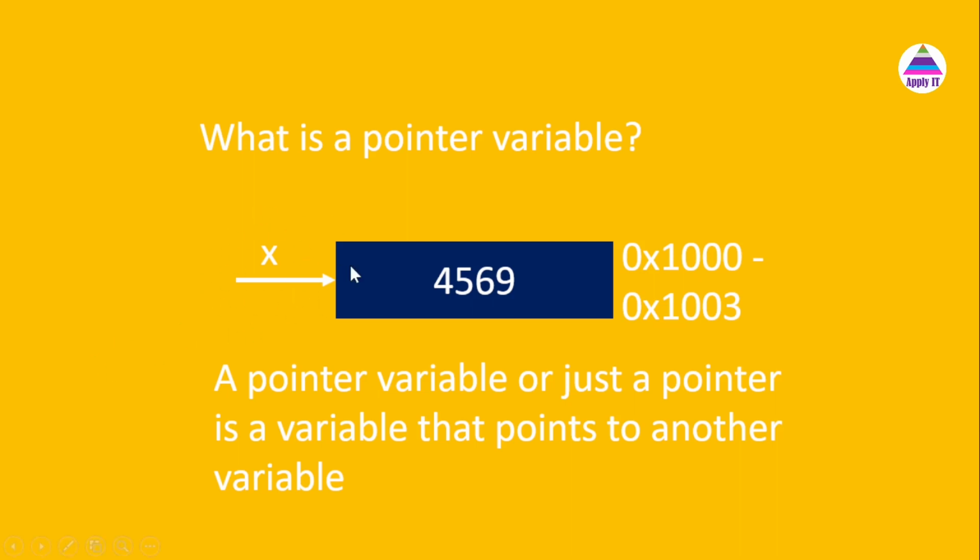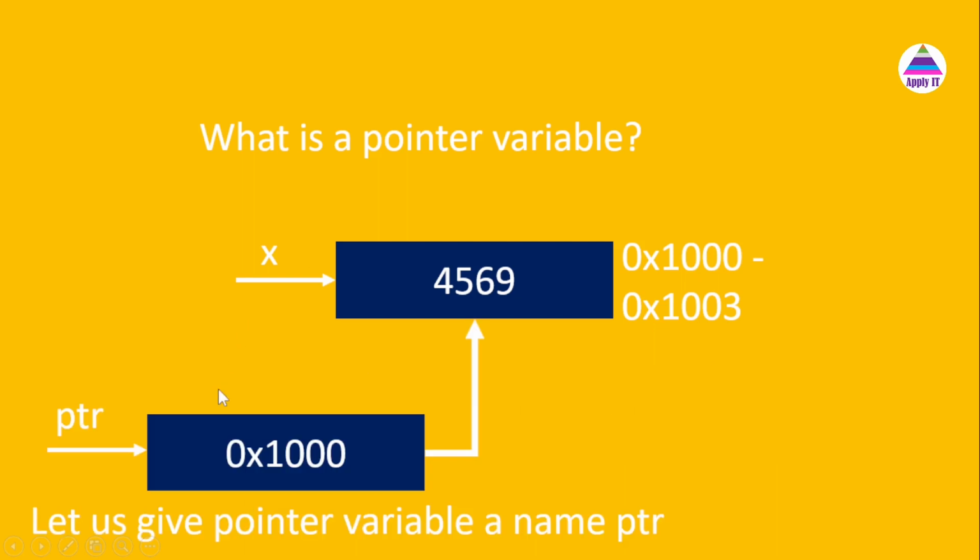In same way we can have a pointer variable like this. So this pointer variable will be pointing to another variable, which means that this pointer variable ptr is going to hold memory address of another variable. In this case it is x, and we know that the starting address of variable x is 1000. So ptr is going to hold address 1000.